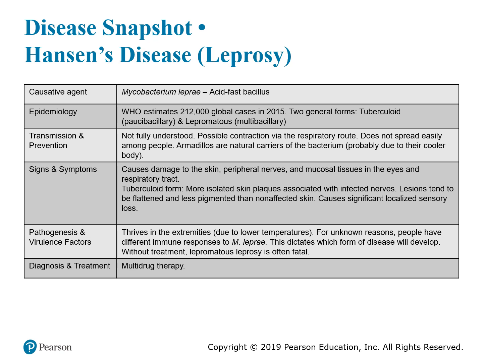And if it does progress to a tuberculoid form, you can start having the skin plaques that will form due to those nerve endings or nerve cells being infected. They can be a flattened, less pigmented area than what your non-infected skin would look like. And then it would cause actual localized sensory loss to that infected area.